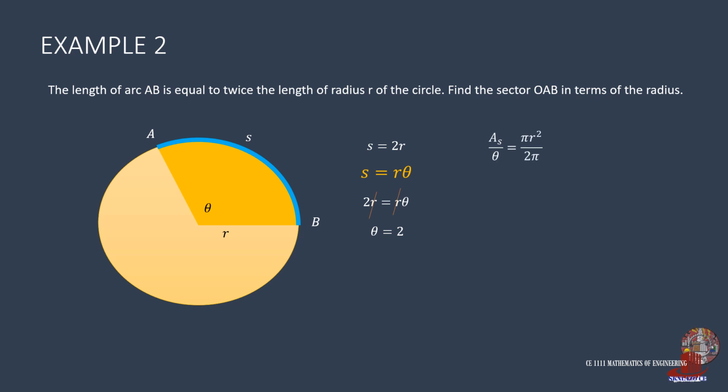Use this value in the ratio and proportion for the area of the sector, making A sub s is to 2 as pi r squared all over 2 pi. Again, simply cross multiply 2 to the other side to have 2 pi r squared all over 2 pi, where we can cancel out 2 pi, leaving A sub s as r squared.